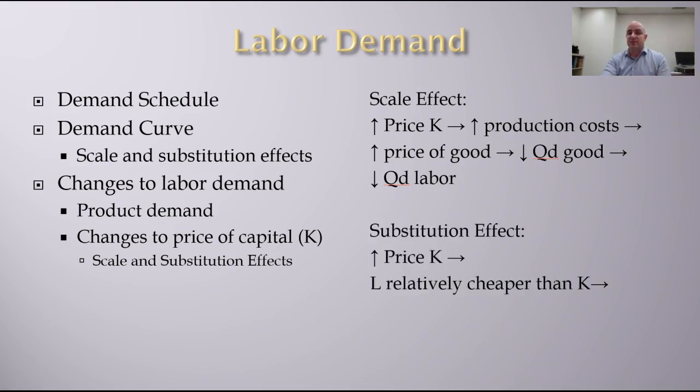Then you have the substitution effect. If the price of capital goes up, labor is now becoming relatively cheaper than capital, and so you're going to substitute labor for capital. So here we have two different effects happening. If capital becomes more expensive, the scale effect is going to cause the demand for labor to go down, but the substitution effect is going to cause it to go up. So you have these ambiguous effects going on.